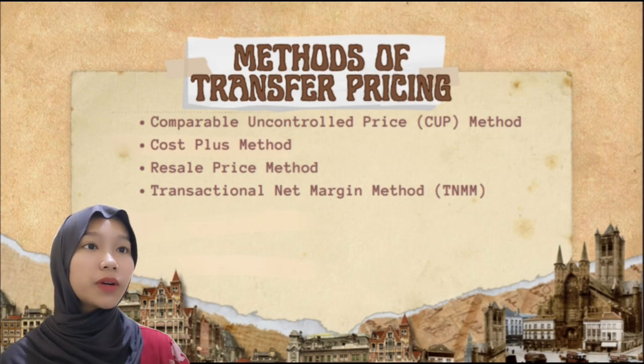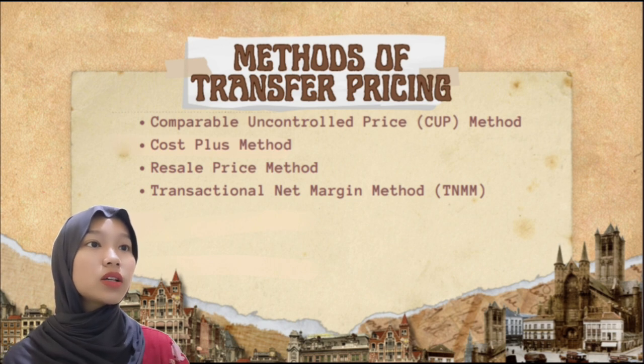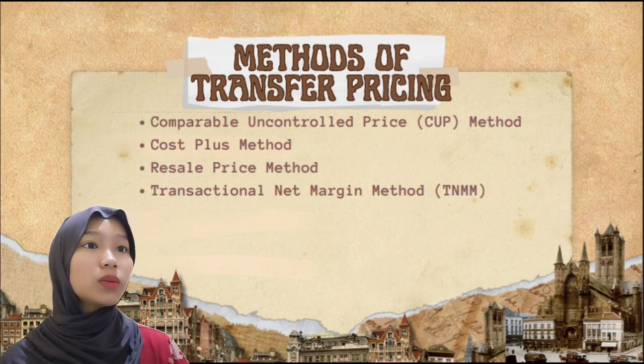Methods of transfer pricing. There are several methods companies can use to determine transfer prices, all designed to comply with the arm's length principle. Some of the most commonly used methods include: 1. CUP method. This method compares the price charged in the controlled transaction, or between related entities, with the price charged in a comparable transaction between independent entities for similar goods or services.